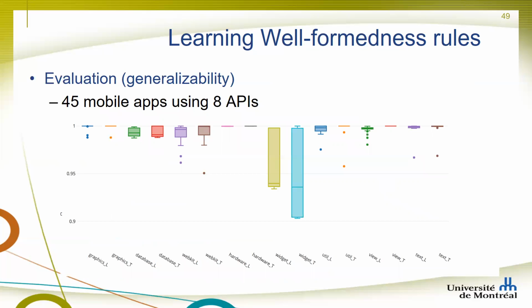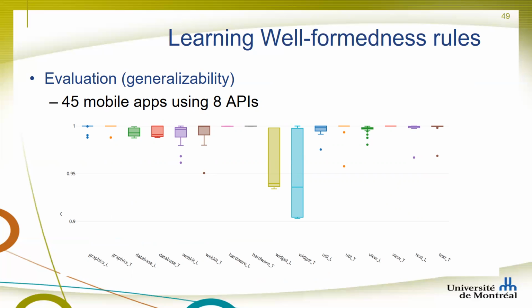But the results, these are for each. We have 8 APIs with 45 mobile apps using them, and we divided the traces into 2. Some traces to learn the formulas, and other traces to test that on unseen clients.